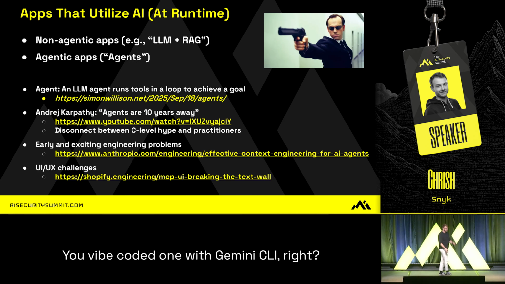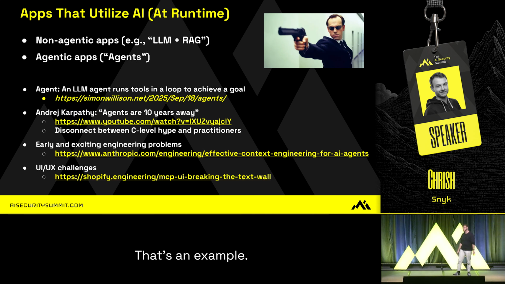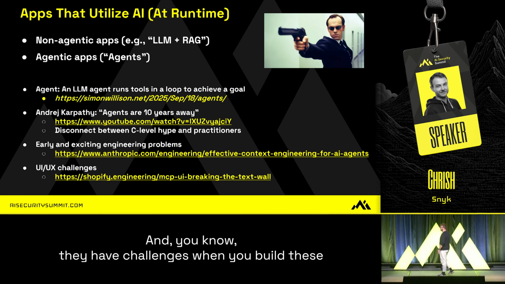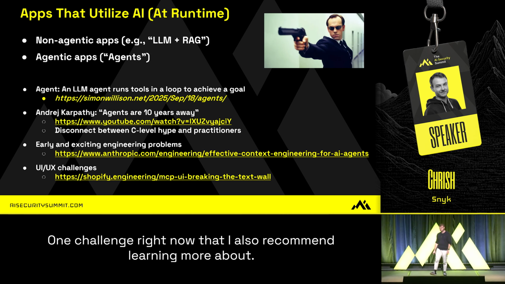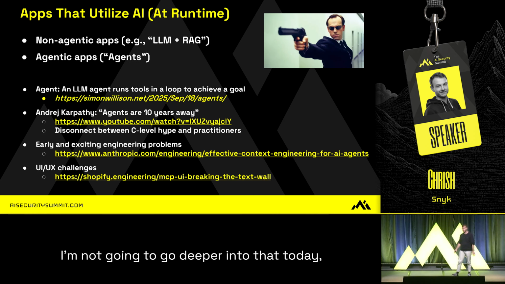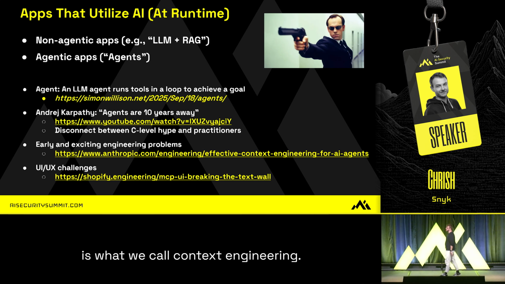You vibe coded one with Gemini CLI, right? That's an example. And they have challenges. When you build your own agents, there are challenges. One challenge right now that I also recommend learning more about, I'm not going to go deeper into that today, is what we call context engineering.